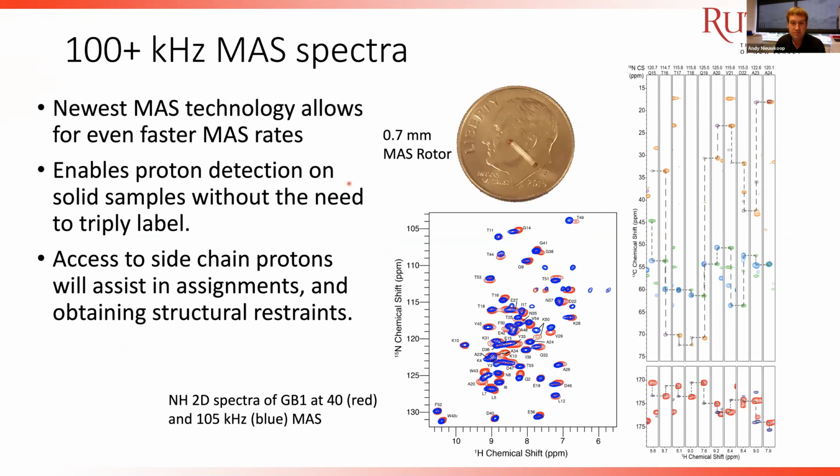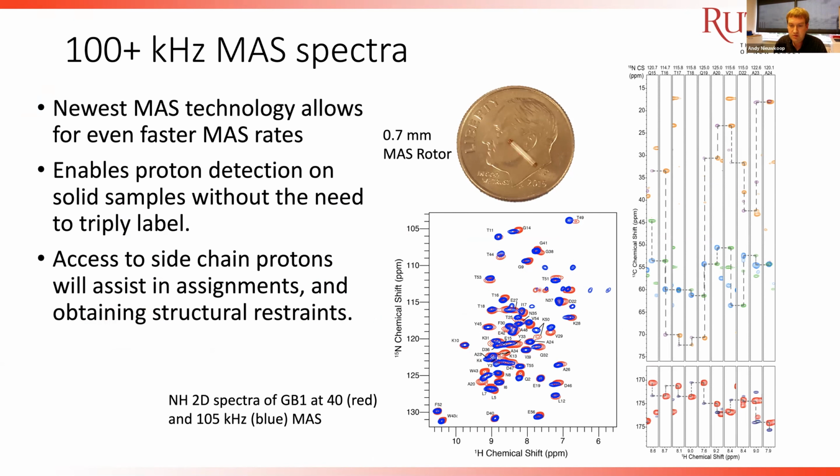So here at Rutgers, downstairs, as Stephen pointed out, if we were all together in the conference room, we'd be sitting basically right on top of the 800 megahertz magnet here at Rutgers, where we have this probe that spins 0.7 millimeter rotors at 100 kilohertz, 100,000 times per second. Very, very, very fast. And as a result, we get to average out those proton couplings and get very sharp lines.